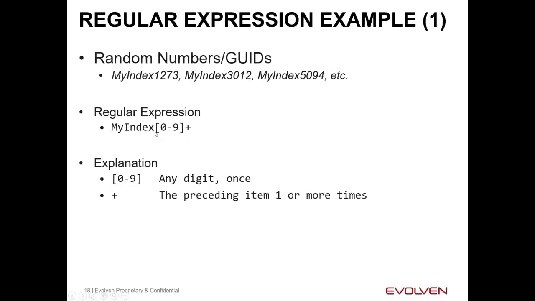Now, if I wanted to make this optional, instead of using the plus sign, I could use an asterisk, a star. So myIndex and then the 0-9 star would mean that even myIndex alone would qualify. Now, in our case, we're expecting that the number is there, so that's why we are explicitly encouraging that. But depending on the context, that may or may not be the right thing to do.